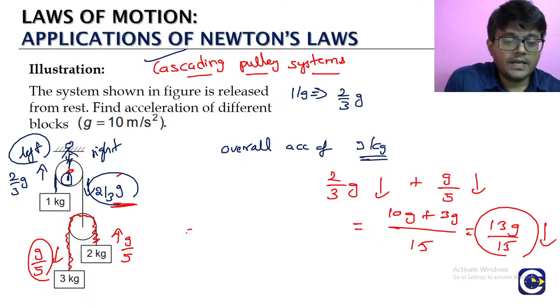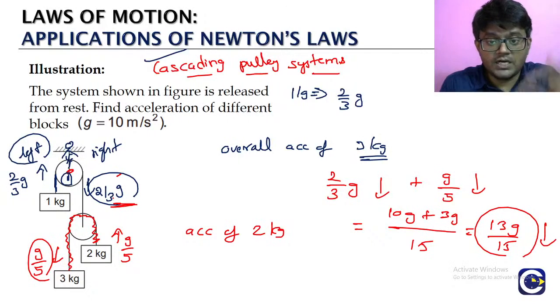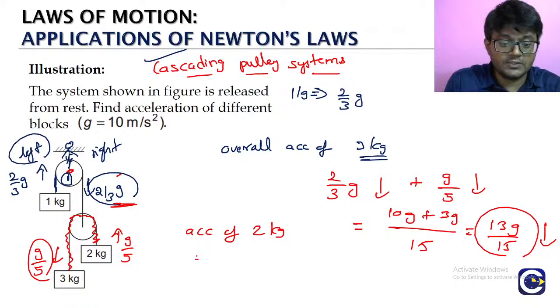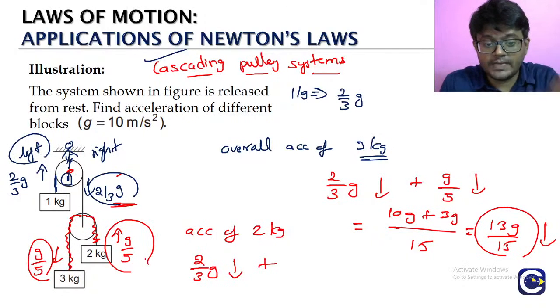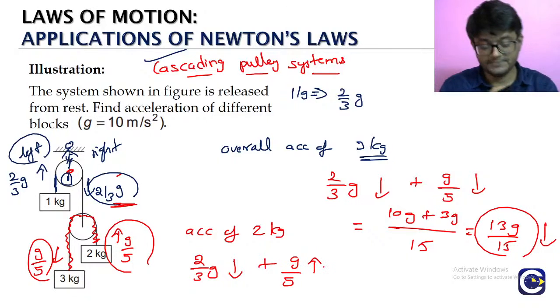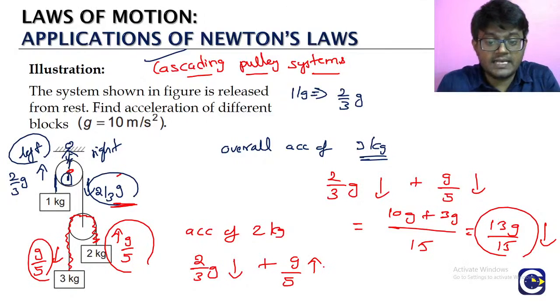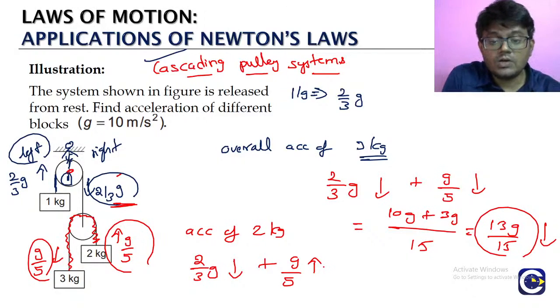Okay. Now we look at the acceleration of the 2 kg. Remember, for the 2 kg, there is an acceleration coming because of the rope movement across the first pulley. What is it? 2 by 3 into g, down. But because of the movement of the rope across the second pulley, what is the acceleration coming? g by 5, upwards. So there is a difference between the two. One acceleration is down, the other acceleration component is up.